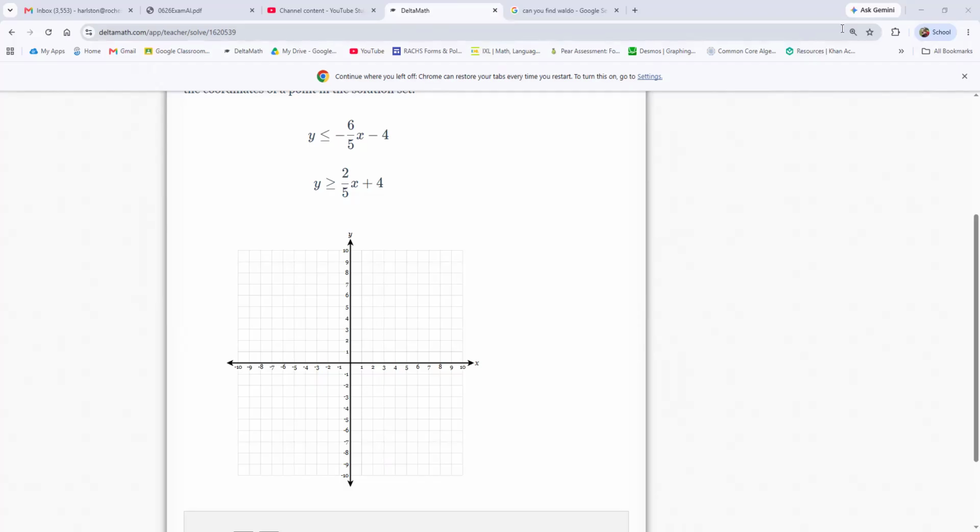Hey, I am going to show you how to graph a system of inequalities using your graphing calculator. I just created a video a few minutes ago showing you how to graph a single inequality. And I showed you that it didn't matter if it was in slope-intercept form or not.